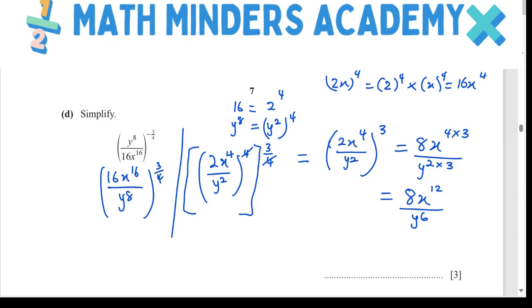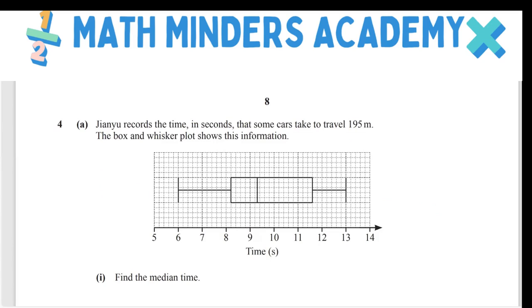We'll move on now to question number 4. Gianni records the time in seconds that some cars take to travel 195 meters. The box and whisker plot shows this information. So we are asked to find the median time.